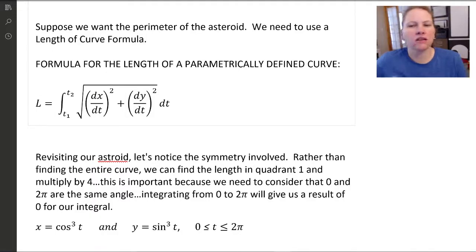So let's suppose that we want to find the perimeter of the asteroid that we saw above. We would need to use a length of curve formula. So right here, this is our length of curve formula. And we're going to see this come about in different ways. For example, in the next unit, we're going to start referring to parametric equations as vectors, because a vector is a directed line segment, and we're going to be dealing specifically with velocity, position, and acceleration. But essentially, they're all parametric equations.